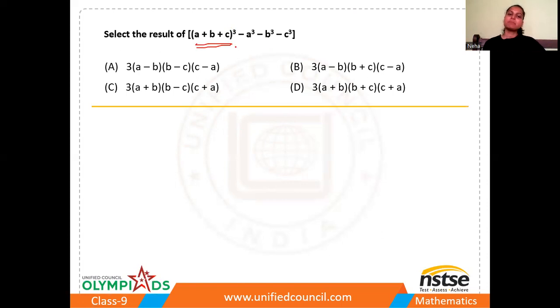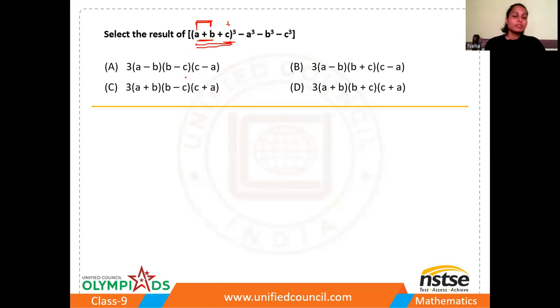So a plus b plus c whole cube, I can open the formula, or a plus b whole cube I can open, right? But it is quite difficult for a plus b plus c whole cube, correct? Okay, no problem. I will make it easy for you. So can I assume that a plus b is a single term, and this is the second term, c.